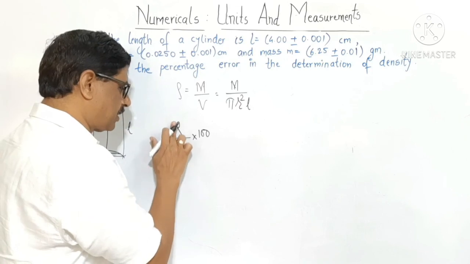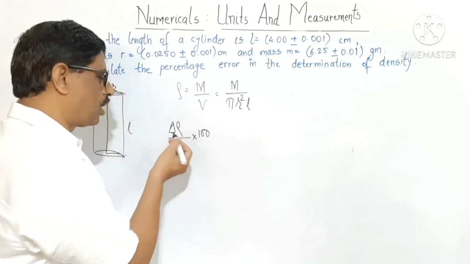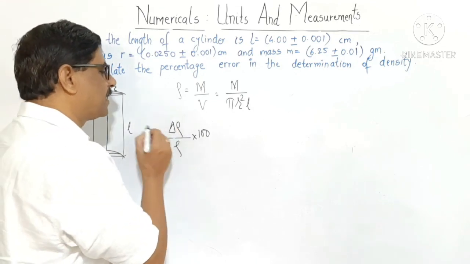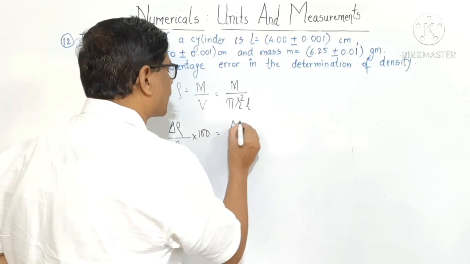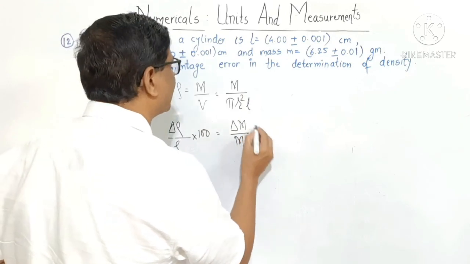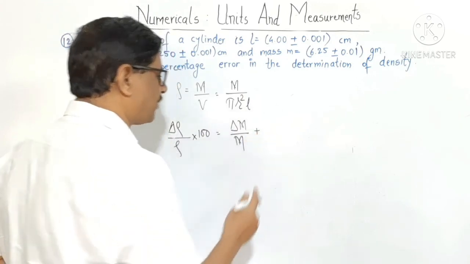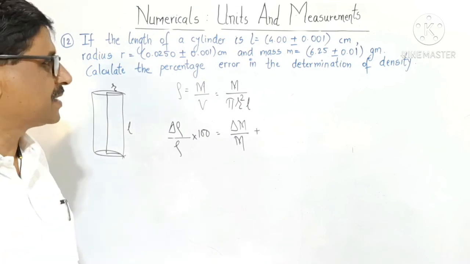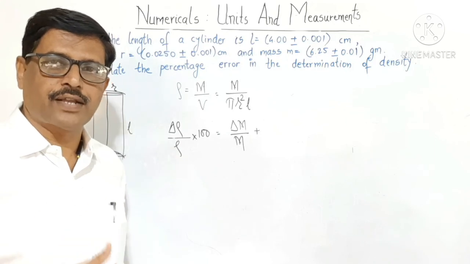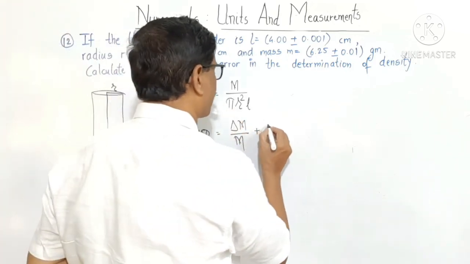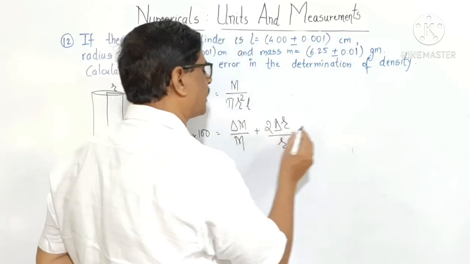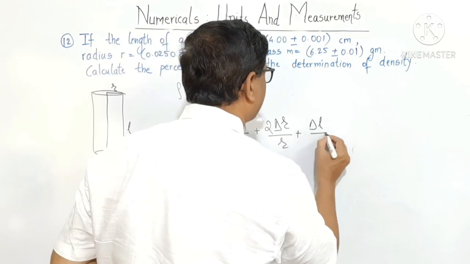You can write this as delta d, or like this, delta rho divided by rho into 100. The percentage error in the density is equal to delta m divided by m. Pi is a constant, it has nothing to do with the measurement. Its value is 3.14, or 22 divided by 7. Now, error is always additive, though it is in the denominator. I should add it, and as the radius is squared, I will write it as 2 delta r divided by r plus, here the length is, delta L divided by L.